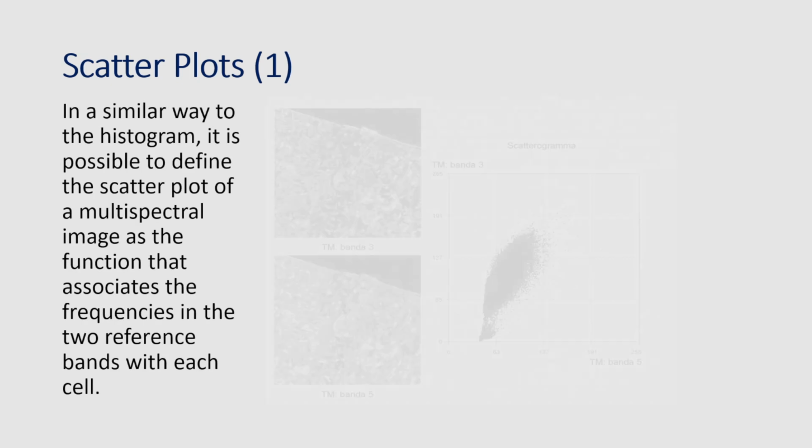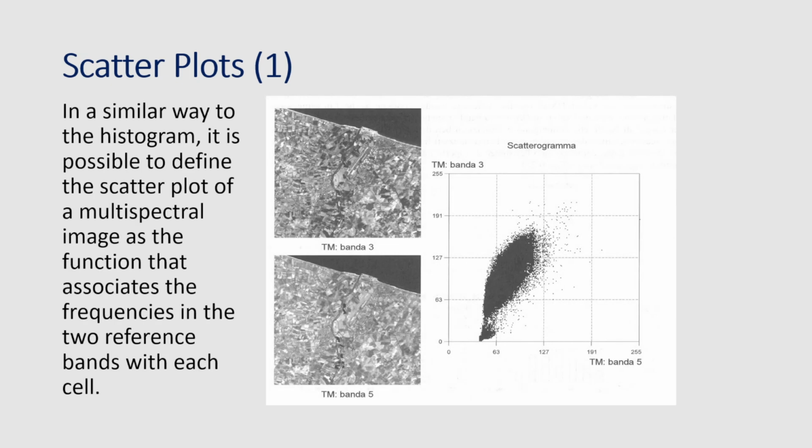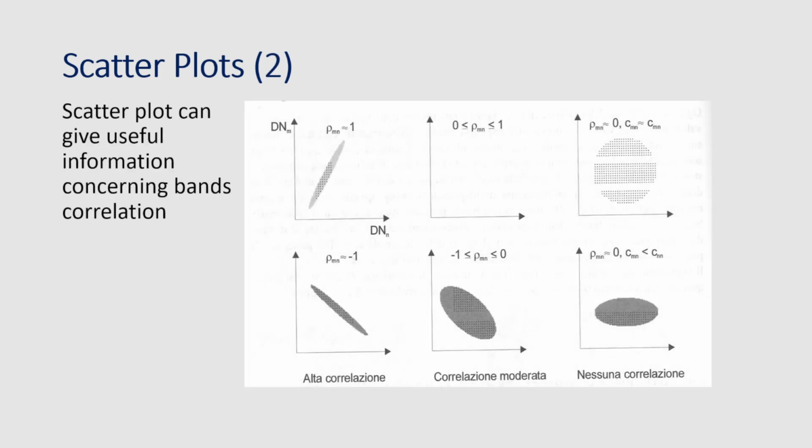Scatterplots. 1. In a similar way to the histogram, it is possible to define the scatter plot of a multispectral image as the function that associates the frequencies in the two reference bands with each cell. Scatterplots. 2. Scatter plot can give useful information concerning bands correlation.